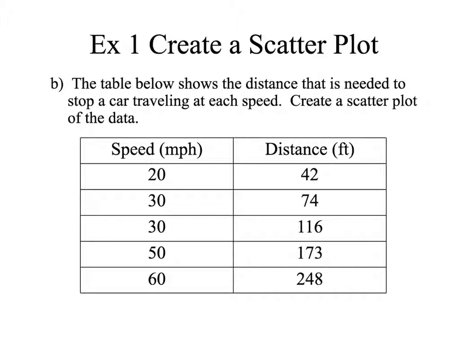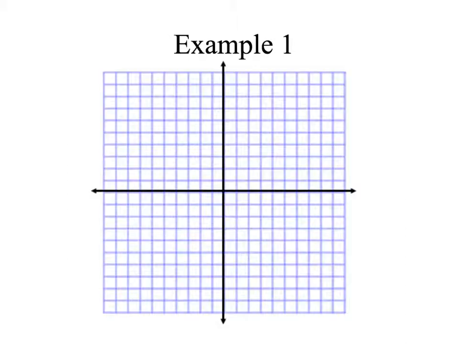Here we're going to create a scatter plot again. This time we're looking at speed versus distance. So 2042, 3074, 3116, 5173, and 6248. Speed. So speed. Then I have distance.